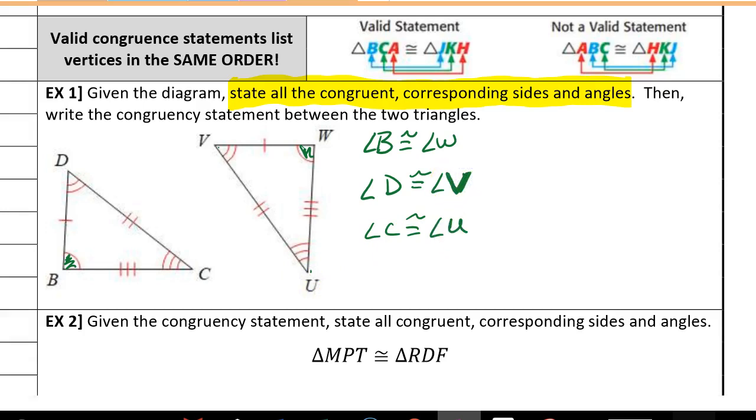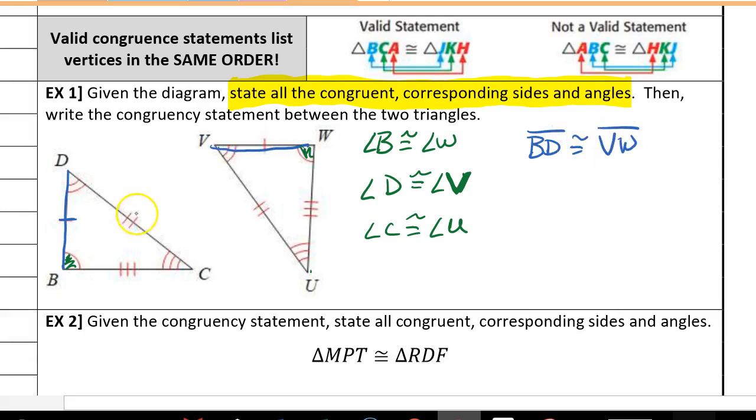Now, in terms of sides, we can do the same thing. BD has one tick mark. BD is congruent to side VW. Two tick marks. DC is congruent to two tick marks VU. And BC is congruent to WU.